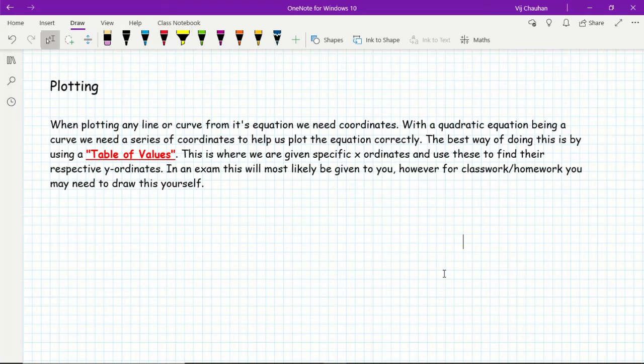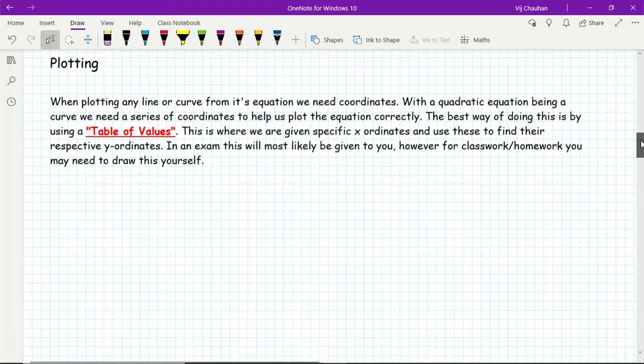Now this is where we're given a table of values. This is where we're given specific x coordinates to use, and we need to find their respective y ordinates. So in the exam you'll be given this to you, however in classwork or homework you may need to draw this yourself. And again we'll go through some examples of what that's going to be like.